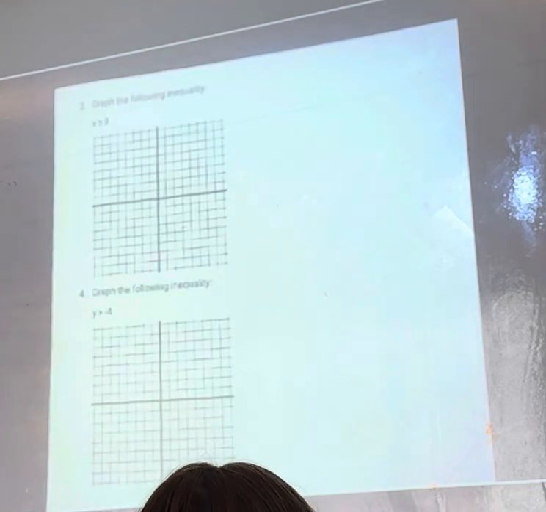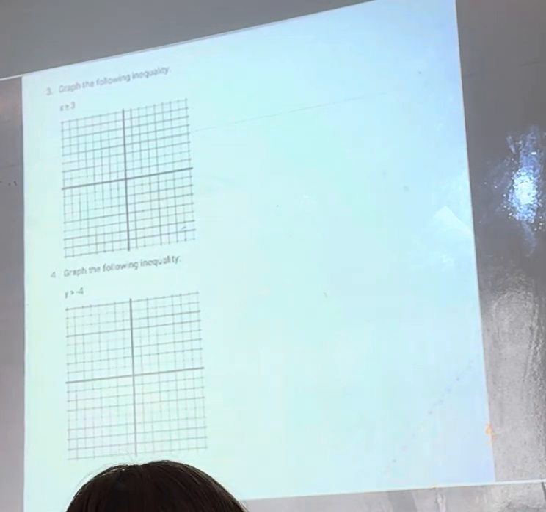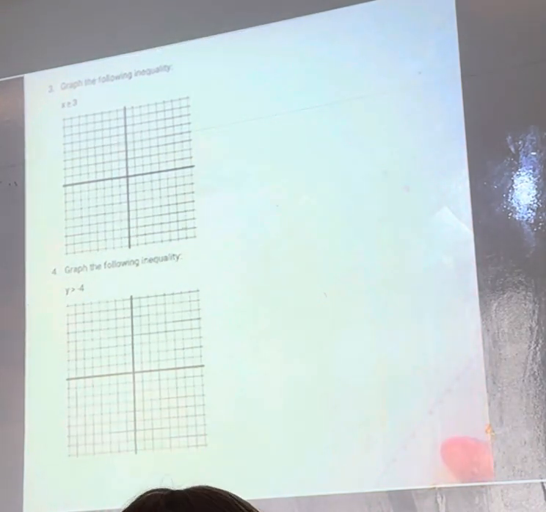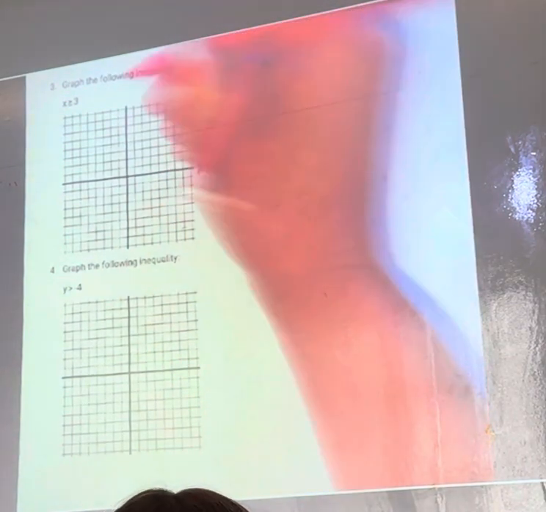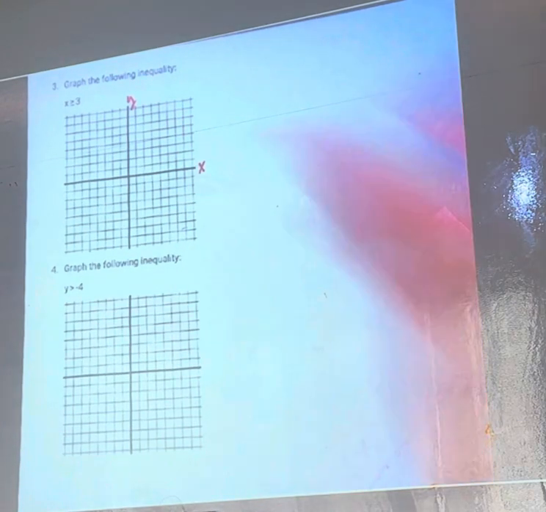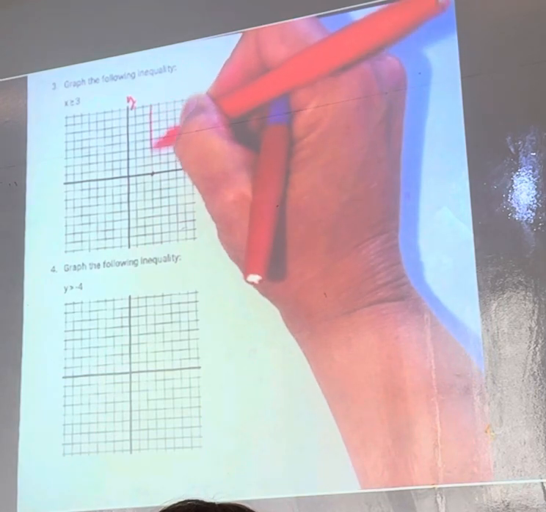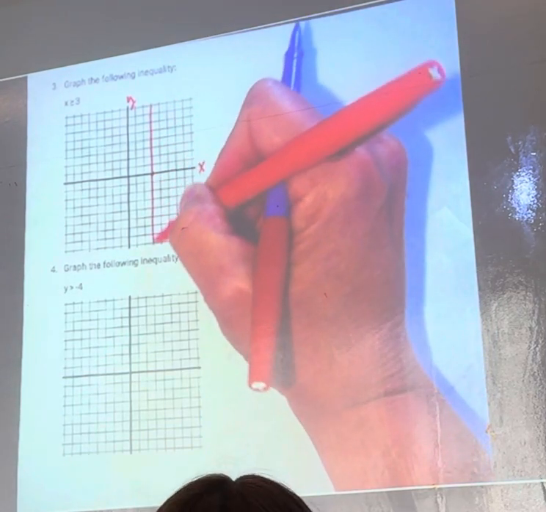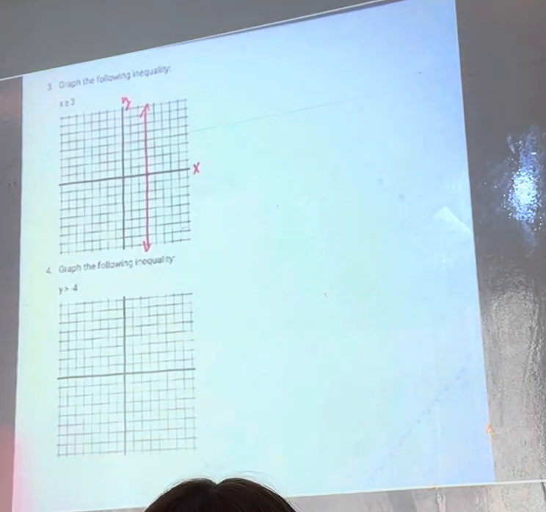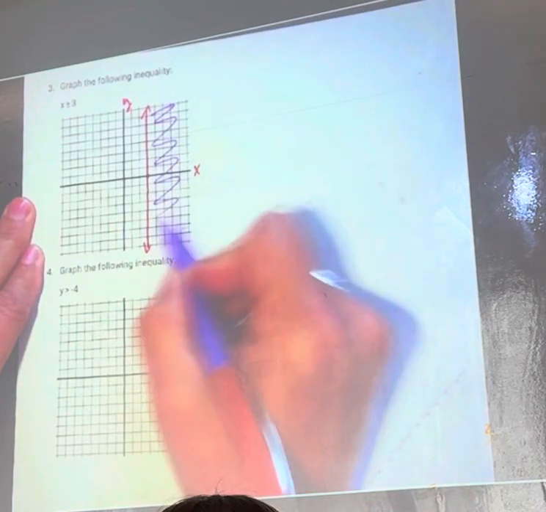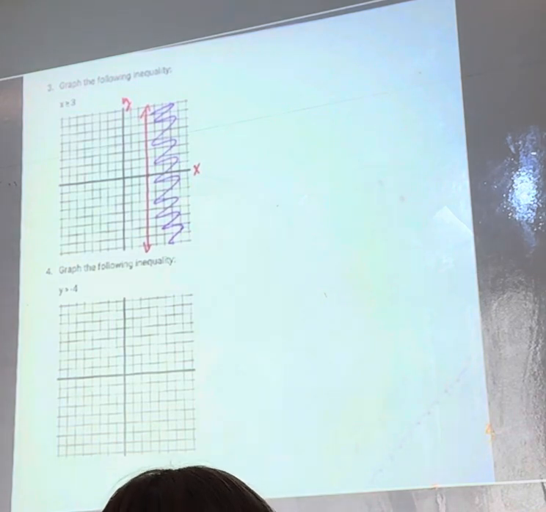Number 3. Can our calculators do this one? No. But we can. So, solid or dashed? Solid, at when x equals 3. And notice they're not labeling the x and y axis, so you have to know x equals 3 is right here. So it's going to be a solid line. Which way? To the right, because it's greater. Okay? And y is what to -4?